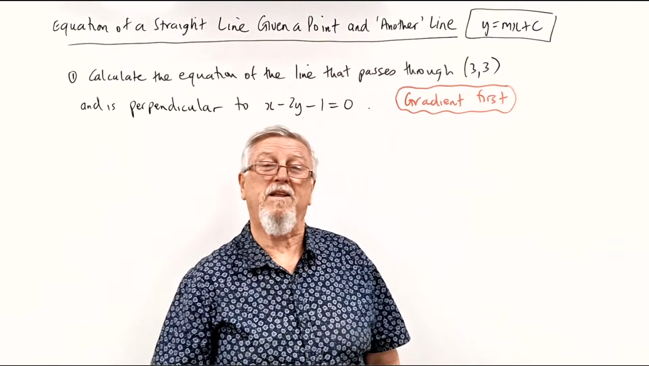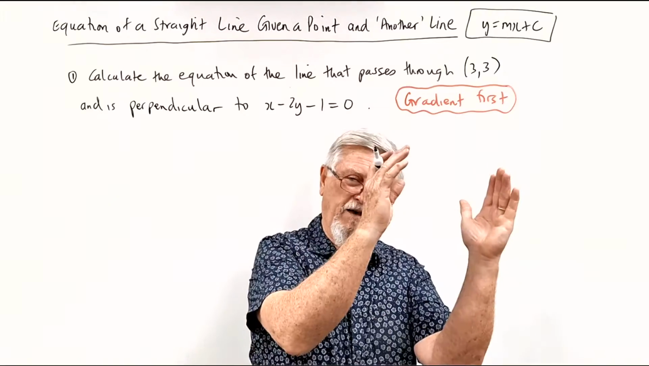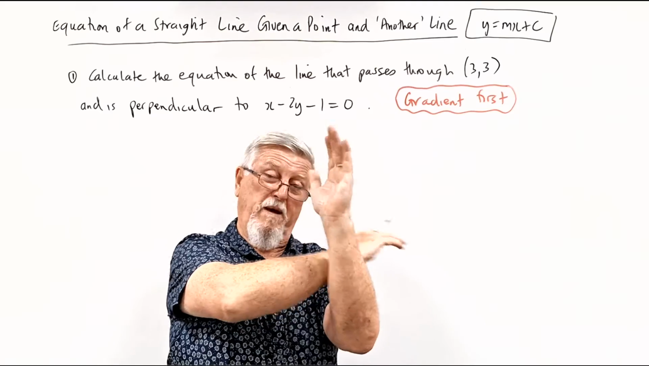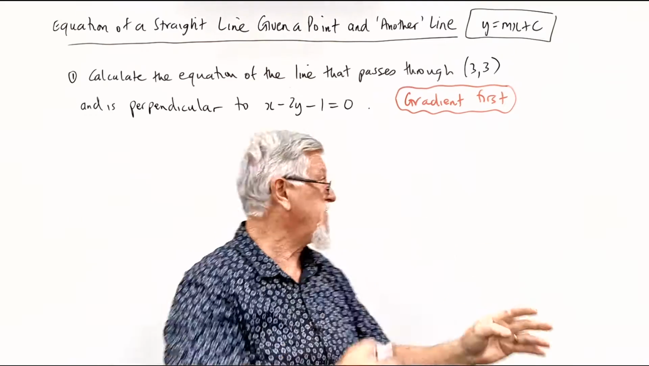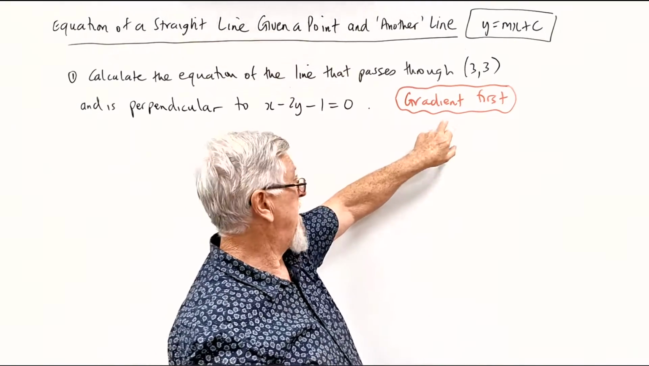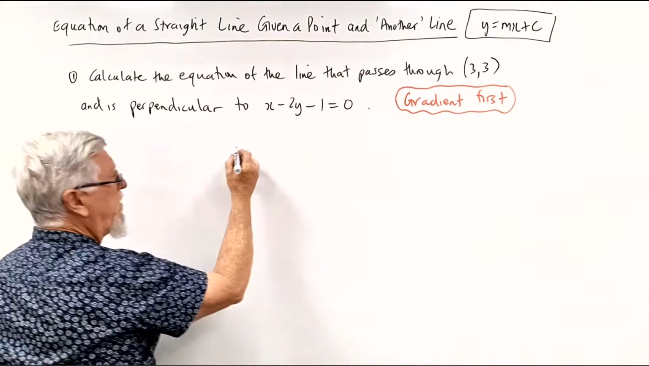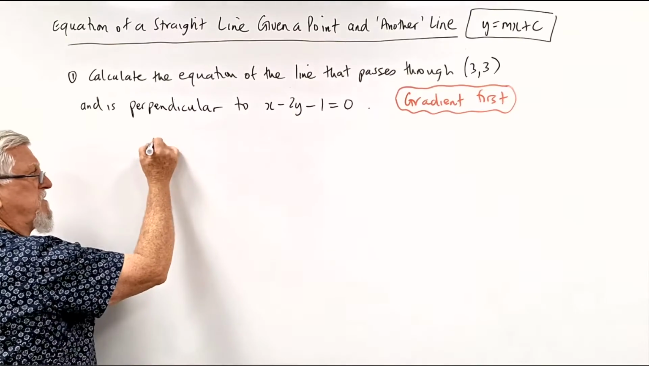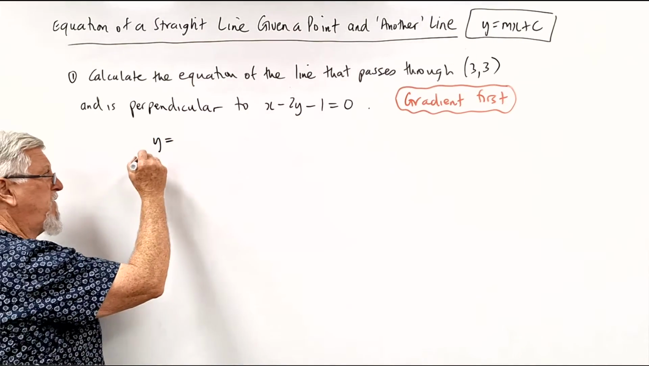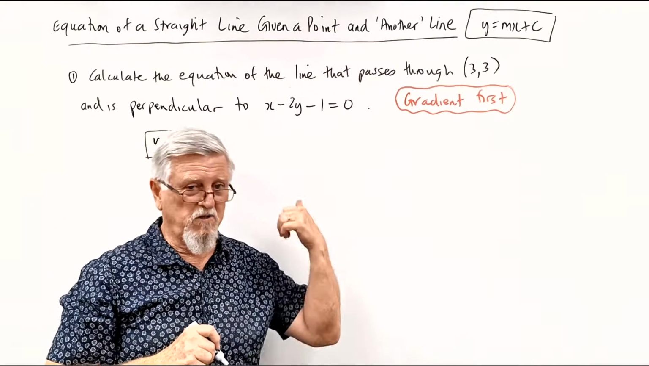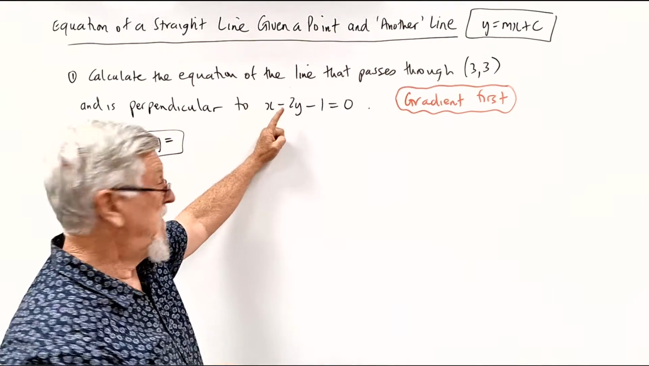So in this case, instead of looking at lines that are parallel, we're looking at lines that are perpendicular to each other. So there's a basic rule about the perpendicular. Before I talk about that, I want to talk about gradient first. So how do we get the gradient first? It's not written in the form where it says y equals, so we need to rearrange that so it says y equals. Because once it's in the form y equals, which we call making y the subject, it tells us the gradient of that line.